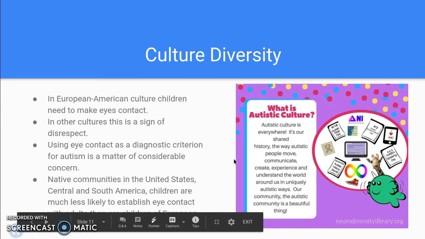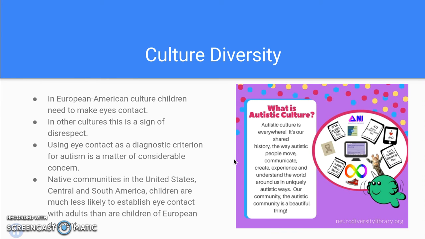Culture diversity, this one was an interesting one because with autism, they can't look you in the eye, and in most cultures, you have to look people in the eye. So I found this cool little tidbit right here. What is autistic culture? And I love it. Autistic culture is everywhere. It's not just with one person. It's our shared history, the way autistic people move, communicate, and create experience, and it's a very beautiful thing. And we're still learning.